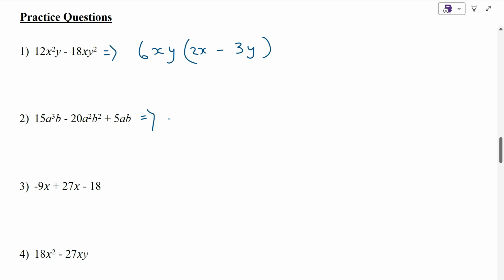Second one. The largest number that goes into 15, 20, and 5 is 5. a to the power of 3, a to the power of 2, just a. It's going to be a. b squared, b, just b. So we're going to multiply 5 with 3 to give us 15, a with a squared to give us a to the power of 3. b is on its own, so we don't need to add anything. 5 with 4, a with a, and b with b.